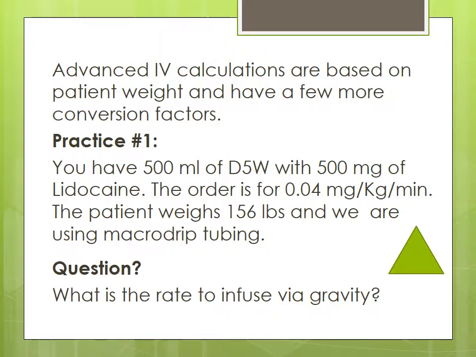You have 500 milliliters of D5W with 500 milligrams of lidocaine. This would be called our supply, how the pharmacy has supplied this medication to us. The physician's order is for 0.04 milligrams per kilogram per minute. This is what we would call a three-part order, milligrams per kilogram per minute. The patient weighs 156 pounds and we are using macro drip tubing. The question is, what is the rate to infuse via gravity?